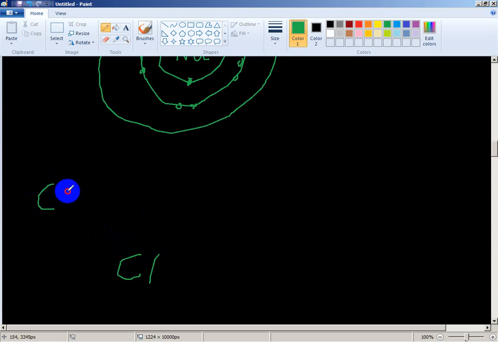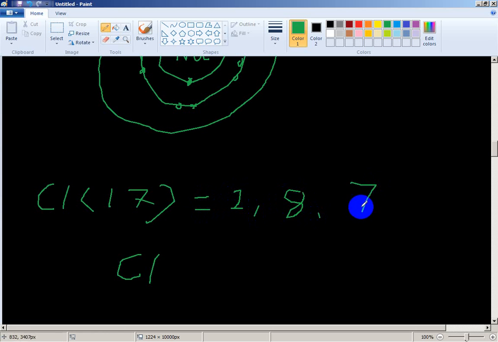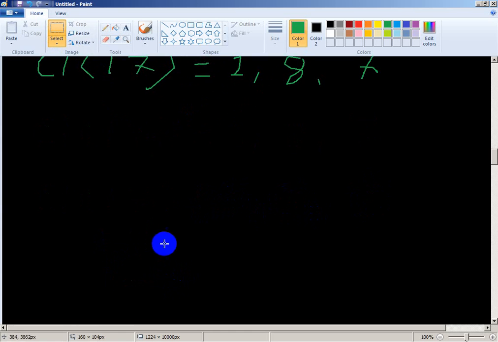Chlorine has atomic number 17, so its proton number is 17. In an atom, proton and electron numbers are the same, so the electron number is also 17. The configuration is 2, 8, 7. How many electrons are in the outermost shell of chlorine? 7 electrons.